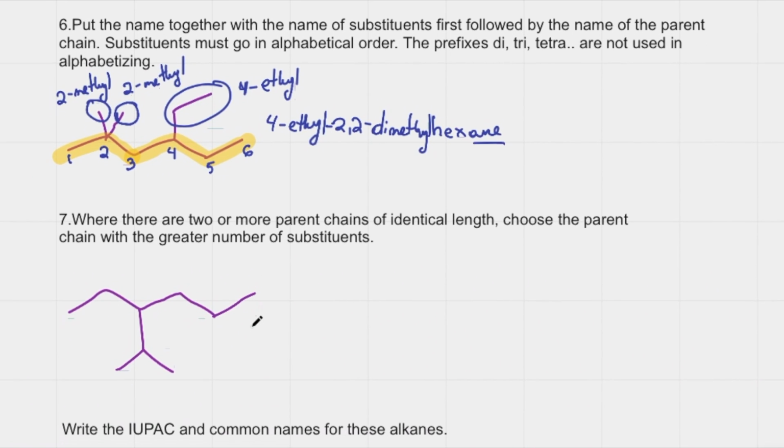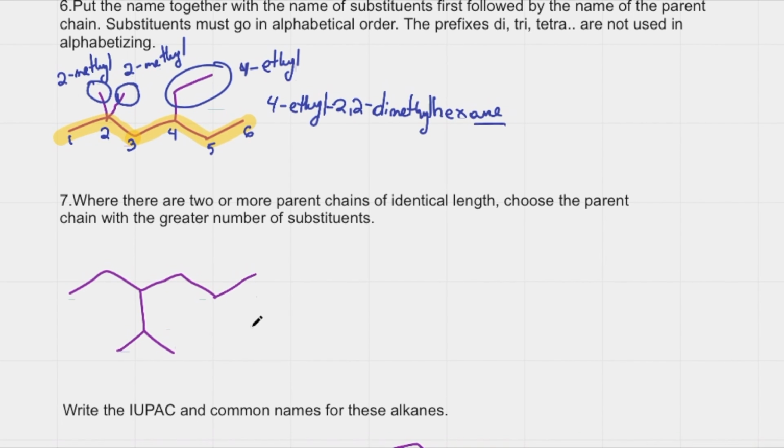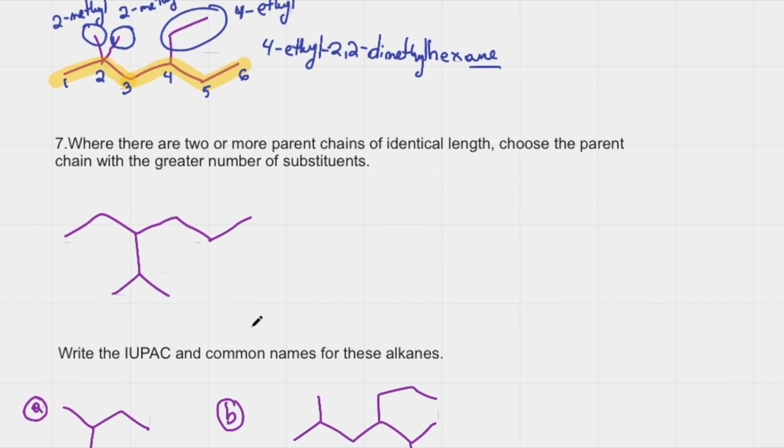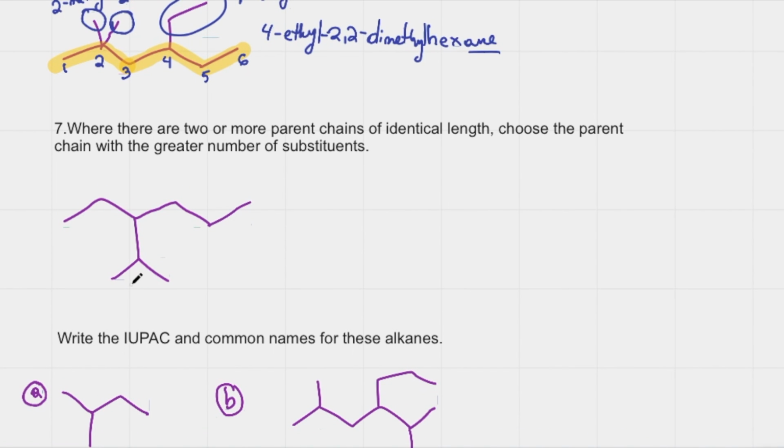When there are 2 or more parent chains of identical length, we have to choose the parent chain with the greater number of substituents. So let's go ahead and check it out. For example, here I have 1, 2, 3, 4, 5, 6. So I could have this parent chain, and if I have this parent chain, I would have 1 substituent.